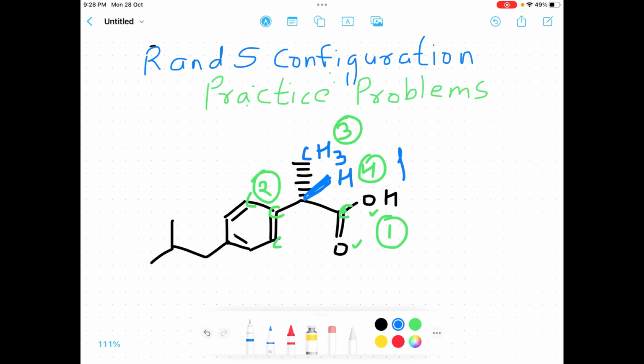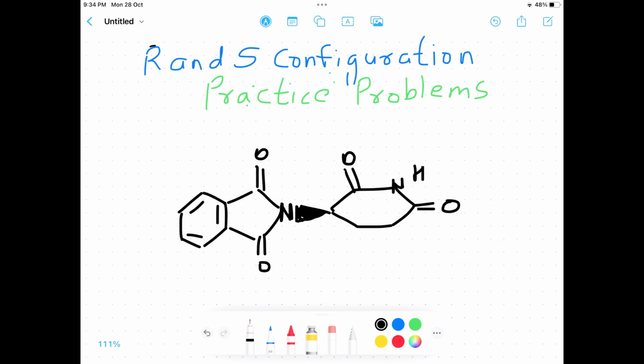Because hydrogen is in front, the least priority group is in the front, so we have to follow the trick. First we assign the configuration by looking at the sequence 1, 2 and 3, and as you can see the sequence is clockwise, so the configuration is R. But because the least priority group is in the front, we have to reverse this configuration, and the right configuration for this molecule is S.